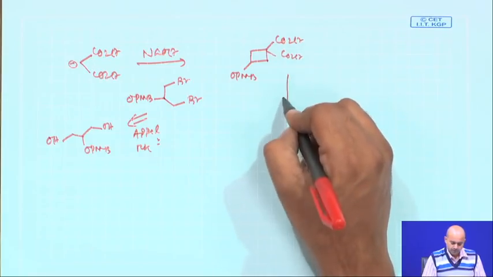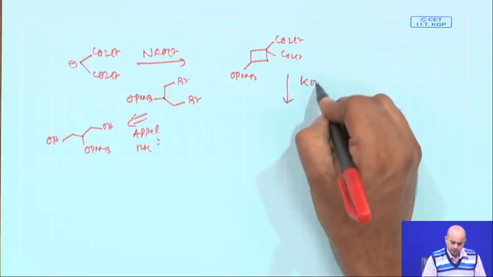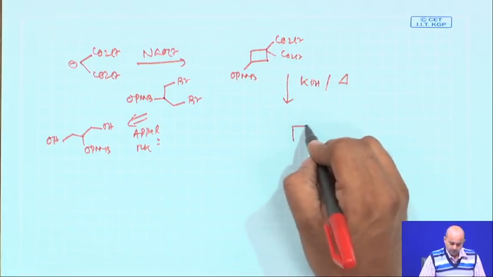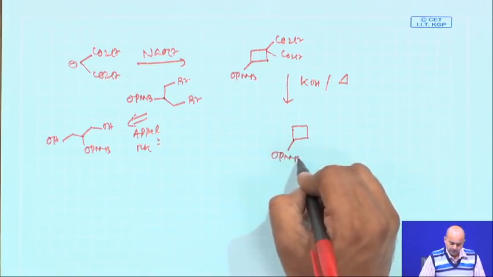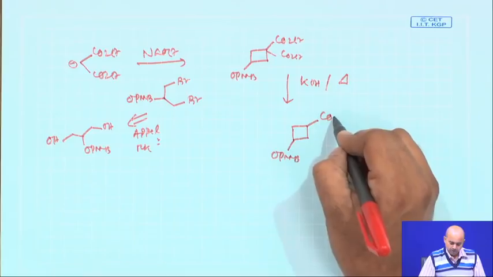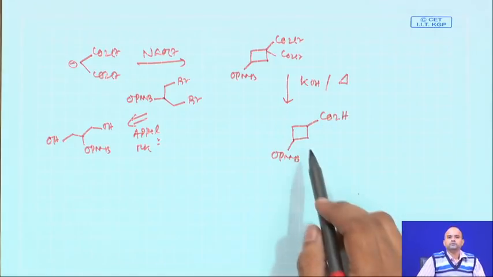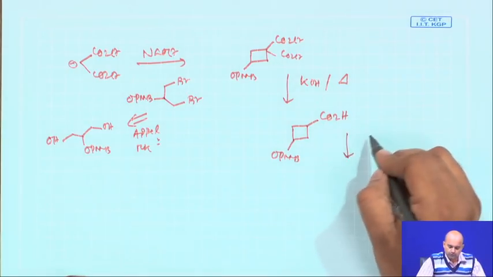Now, what you do? You do the base hydrolysis, and heat it. So, it will be a dicarboxylic acid, and upon heating mono decarboxylation takes place, and you will get this carboxylic acid, cyclobutane carboxylic acid. So, now almost quite close.